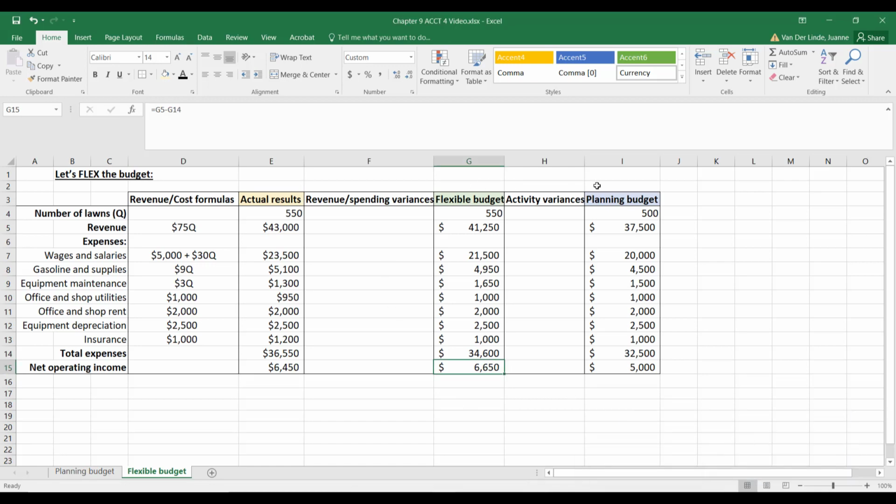Now, just as a reminder, the planning budget and the flexible budget, since they're both budgets, both use the same revenue and cost formulas. What's the difference? The planning budget is completed at the beginning of the period, and so we use the planned level of activity when we plug into those formulas. The flexible budget, on the other hand, is completed at the end of the period once we know what our actual activity is. So we're going to plug in 550 into these formulas instead when we complete the flexible budget. I'm going to pause this video here, and then in the next video we'll continue right on from here and compute our various variances.